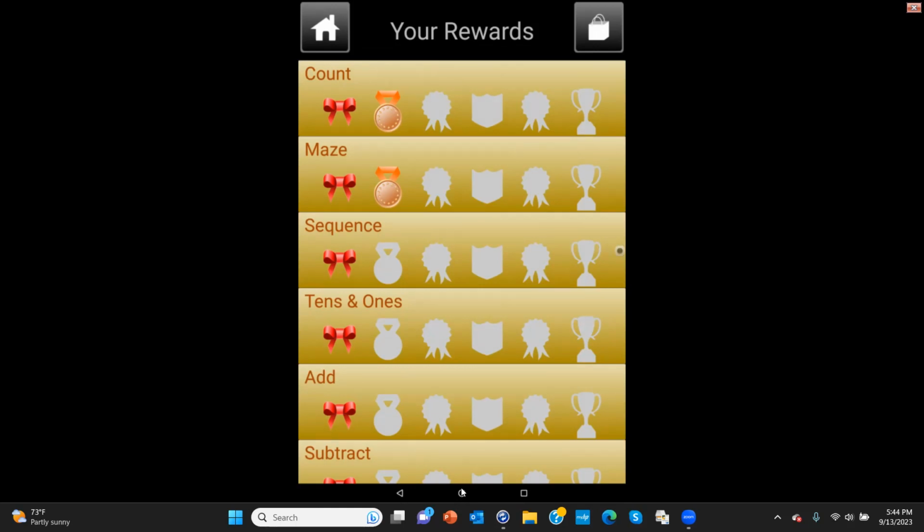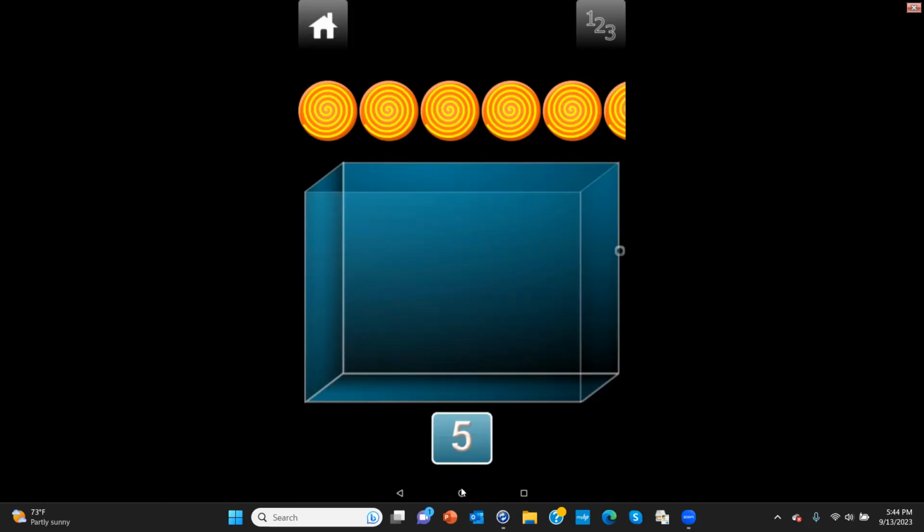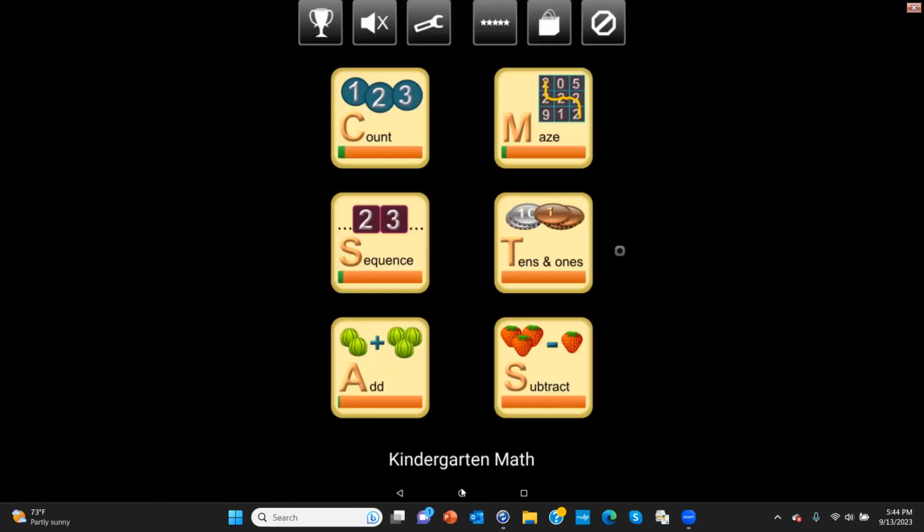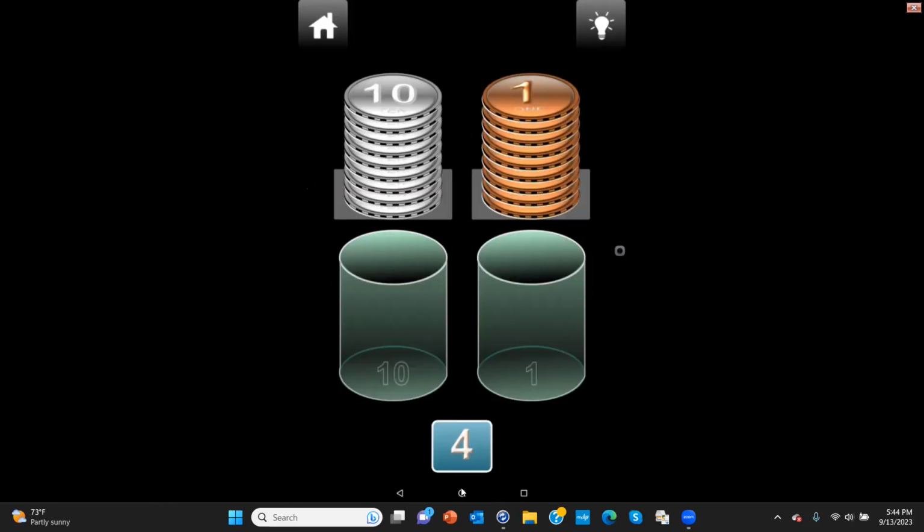So, 5 candies in the box. Okay. Press the number 5 when done. Okay, so that's the one I touched. Anyway, go back to the arrow now, right? Okay. And then let's go to tens and ones. Okay. Put tens and ones into the jars to equal 4. Press the number 4 when done.